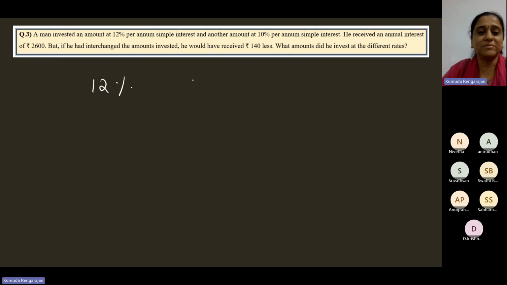So 12% and 10%. He received an annual interest of 2,600. Annual is yearly, interest is simple interest of 2,600. So the yearly interest he gets from one investment plus the yearly interest he gets from the second investment together is 2,600. And what's the formula to find the simple interest? Principal into time into rate by 100. We say PTR or PNR by 100.